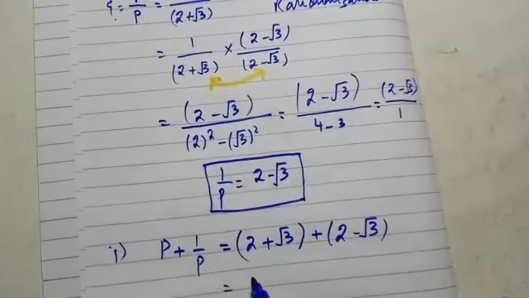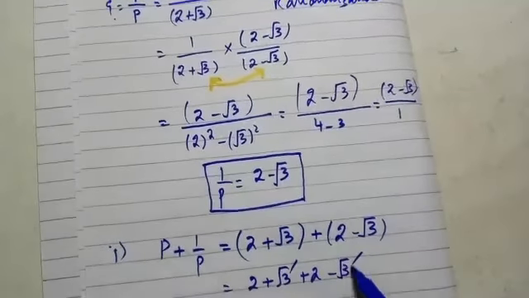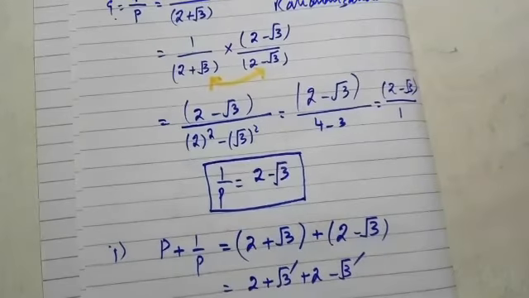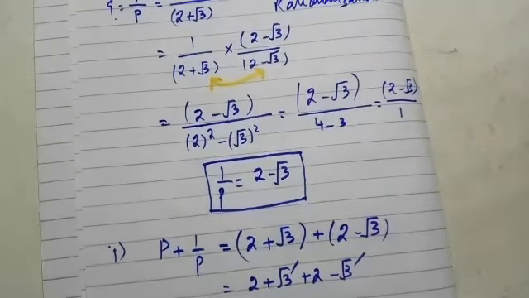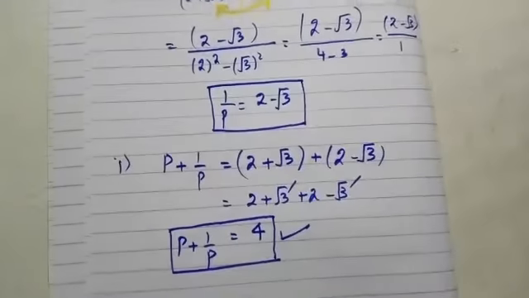So simplification will give you 2 plus under root 3 plus 2 minus under root 3. Cancel out under root 3 and under root 3, and 2 plus 2 will become 4. So p plus 1 over p is equal to 4. This is the first part, fine. We have just obtained the first requirement. It's done, like this one.